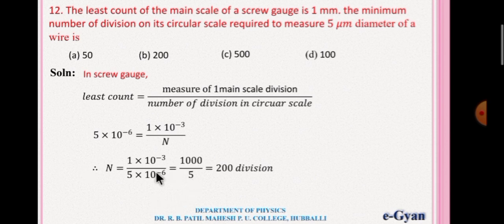When you take this to the numerator, the power becomes plus 6. 10 to the power of plus 6 minus 3 will be 10 to the power of 3, and that is nothing but 1000. I can write this as 1000 divided by 5, which is equal to 200. Therefore, the number of divisions on the circular scale is equal to 200. Hence, option B is the correct one.